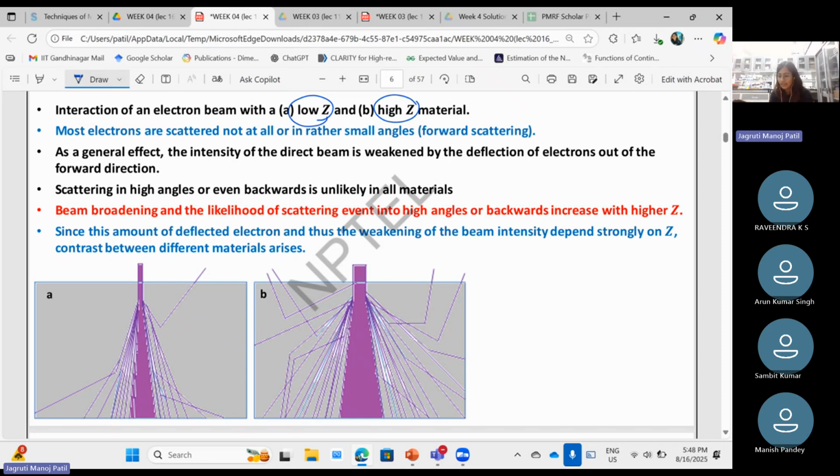And what you'll see is that the beam broadening, or the likelihood of scattering into higher angles or backward, will increase with higher atomic number because the energy there increases. So to knock them out, you'll need more energy. And the more energy you need, the more spread of your beam you'll get. Since you get more spread of the beam, the likelihood of scattering events into higher angles will also increase. I hope I was very clear on these points, because it's very important.